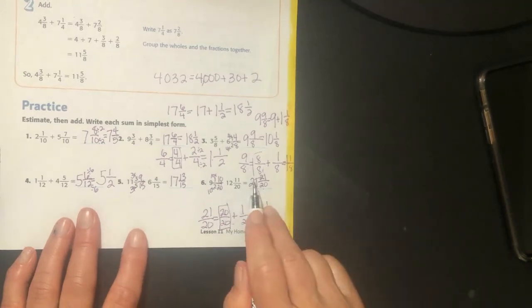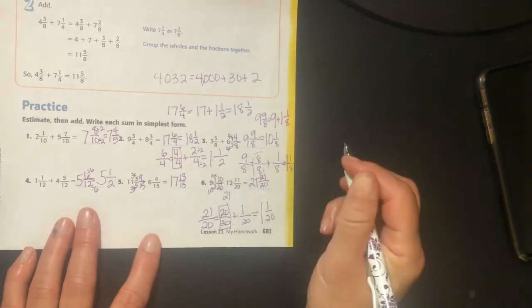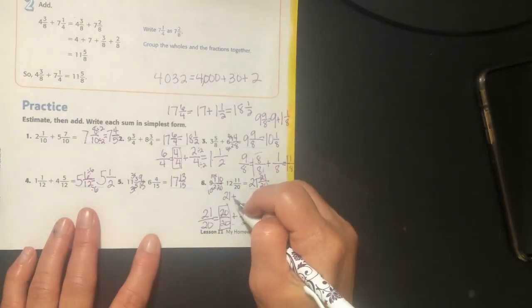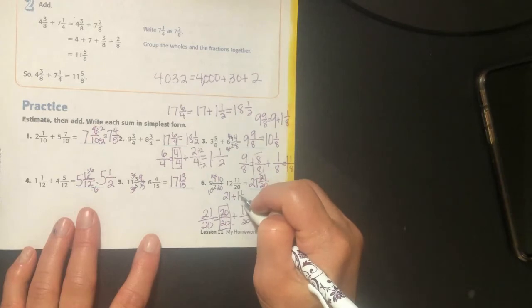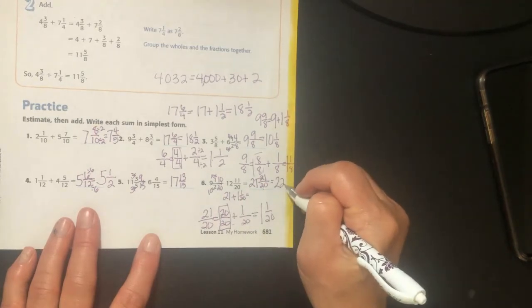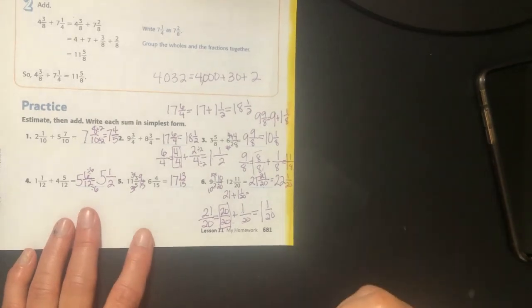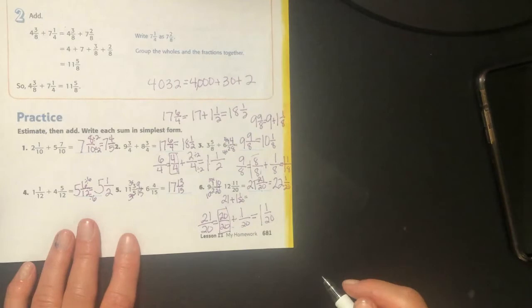So now I need to add this, right? I had 21 and 21/20ths, but I changed it. So now I have 21 plus 1 and 1/20th, which equals 22 and 1/20th. This is a unit fraction, and with a 20 on the bottom, it's very small.